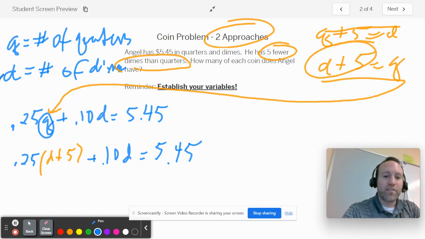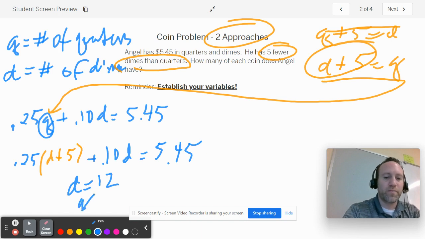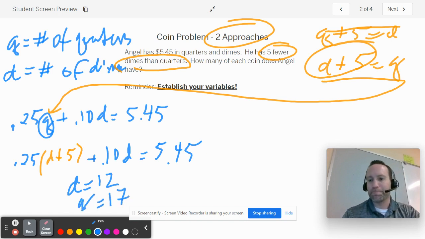What you get is D is going to be equal to 12. So that means you have 12 dimes. And if you have 5 more quarters, you'll have 17 quarters. Okay.